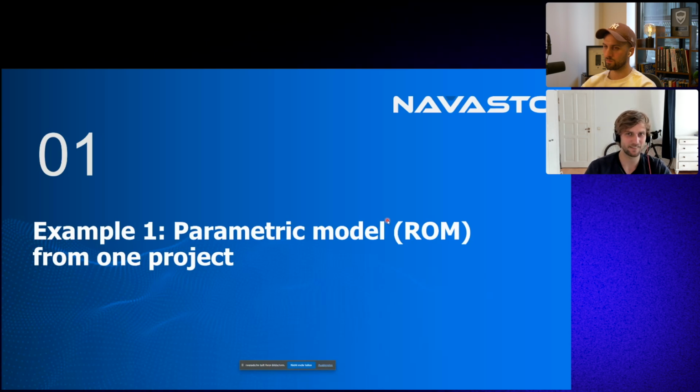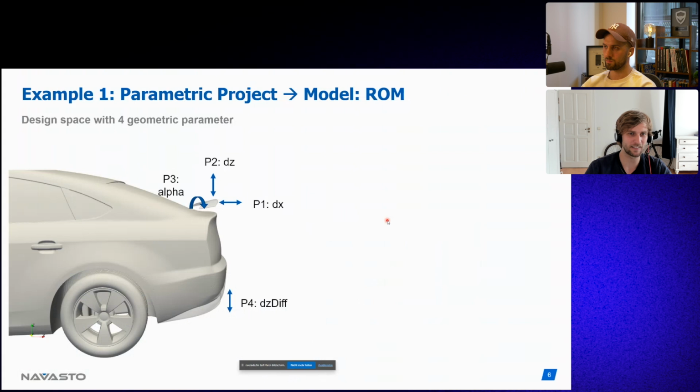And if we had a case like this, the problem usually looks like this. Imagine someone wants to optimize an active rear spoiler. So he says, okay, I want to move the spoiler in X and Z direction. Maybe, of course, I want to change the angle of attack. And maybe I also want to morph the rear diffuser. So it's a parametric problem, which is described by 4 geometric parameters.